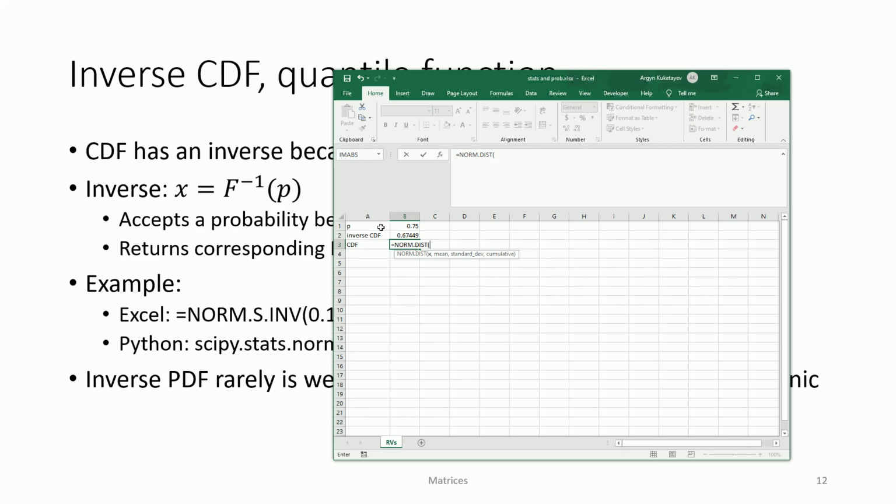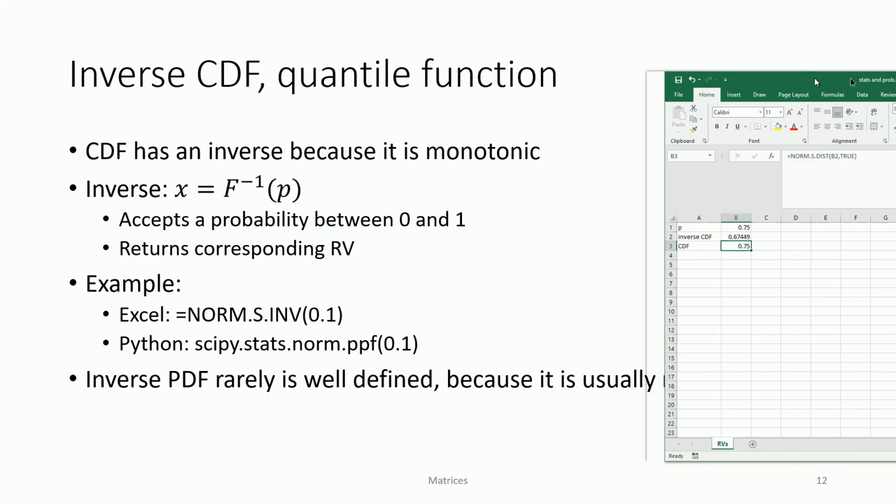So we need to use norm. Well, we need to use standard normal distribution, right? And we will use the output of inverse CDF, but then we need to tell it that it's cumulative, because the same function norm.dist can produce the CDF or PDF. So if we say true here, it's CDF 0.75. So we proved something here.